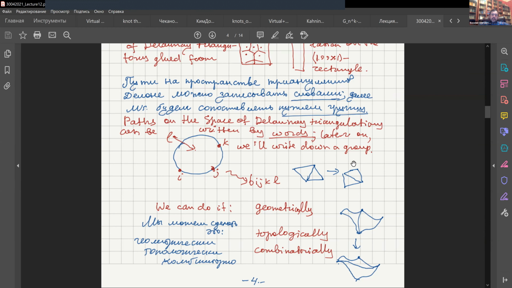And actually, we can consider this problem from many points of view, geometrically, topologically, combinatorially. So, for example, we can draw some curvy triangles like this and say, okay, when we undergo a flip, this curvy pair of triangles gets transformed to this pair of triangles.